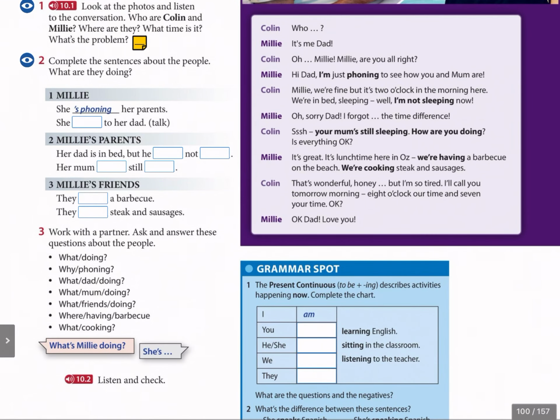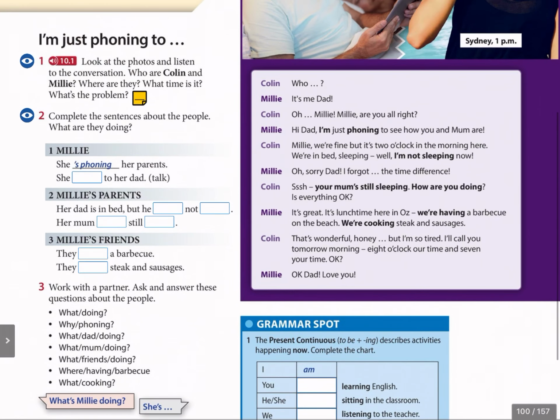Good. Now that we have listened to the dialogue, I want you to look at the verb tenses in bold. So I'm phoning. The infinitive is to phone. We drop the final E and we add ing, the suffix that we use to form this verb tense. I'm not sleeping. Sleep is the infinitive. We just add ing, the suffix.